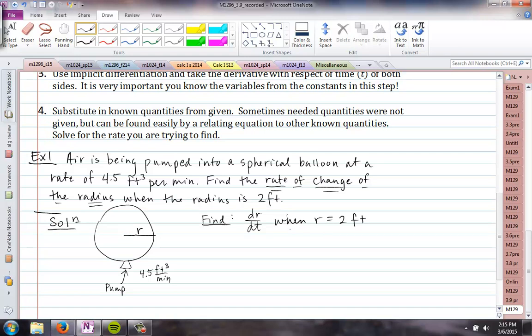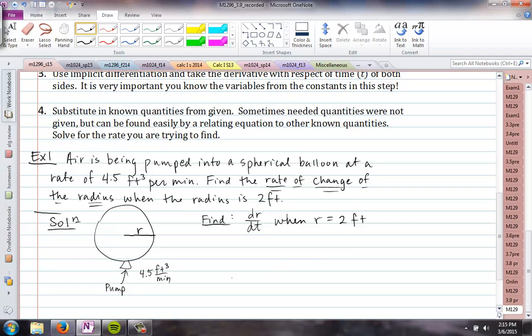So it's a little weird to say when and then give a dimension, but this is what's given. It's not a particular time. That's pretty much what we've been doing lately, t equals 1 second, 2 seconds, that kind of thing. So this is a little different, we're supposed to figure out this rate when a dimension is a certain amount.